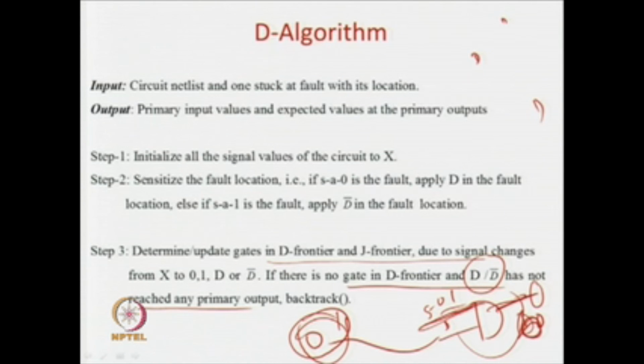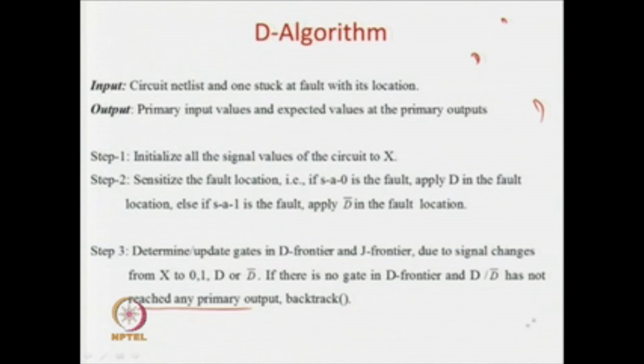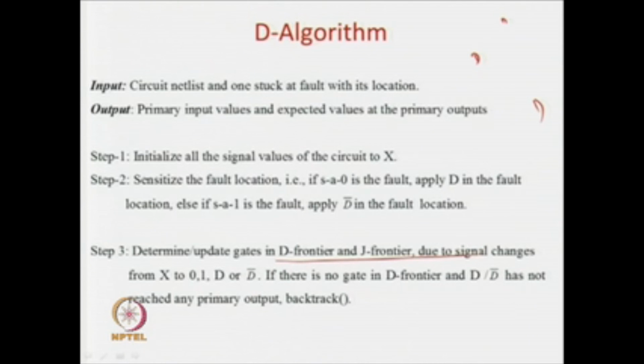Backtrack means you have to try out something else. If there is no other option, then this fault may be untestable, or if you have another option of driving the fault to another gate from the root, then you can try the other option. Those things we will see in the detailed example, but what it essentially says is that you take a fault, apply D or D prime at the fault location, maintain the D and J frontiers, and keep on doing it till your fault effect reaches the primary output.